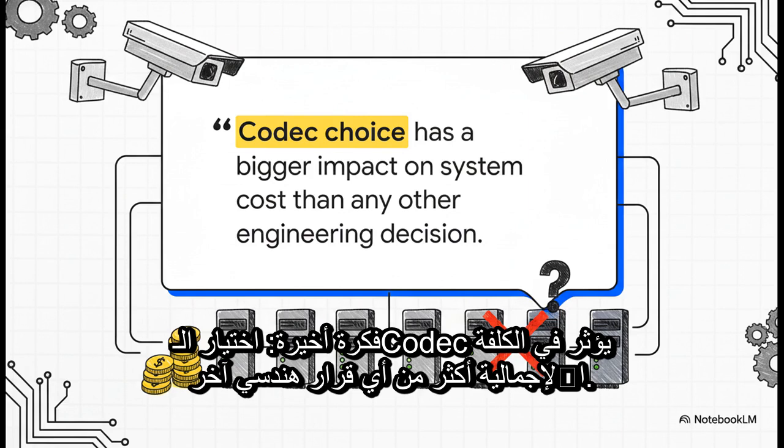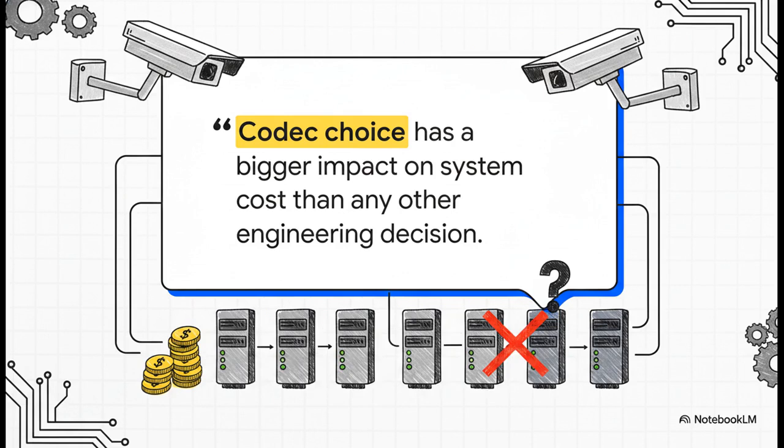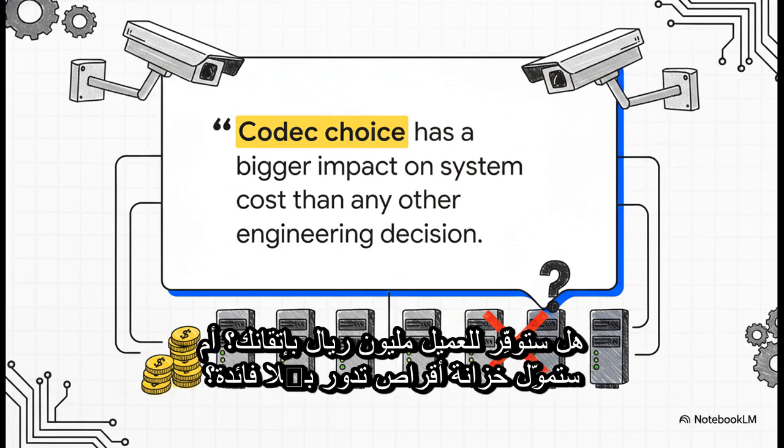So I'm going to leave you with this final provocative thought to take away from this explainer. Codec choice has a bigger impact on overall system cost than any other engineering decision you will make. Will your mastery of these codecs save your client $1 million? Or will your oversight fund a massive rack of spinning disks that just sit completely idle in a server room somewhere?